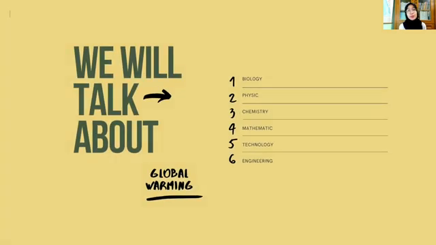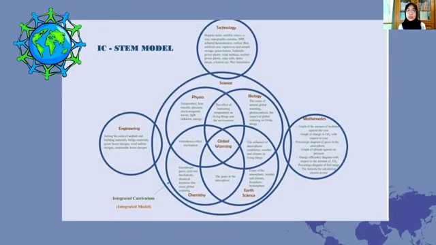Today, it's still about global warming, but global warming that relates to several topics, such as science, mathematics, technology, and engineering. For those who haven't watched the video before, the video link can be seen in the description box. As you can see, there are a lot of links between global warming and science, technology, engineering, and mathematics. But this time, we will only discuss a few points.